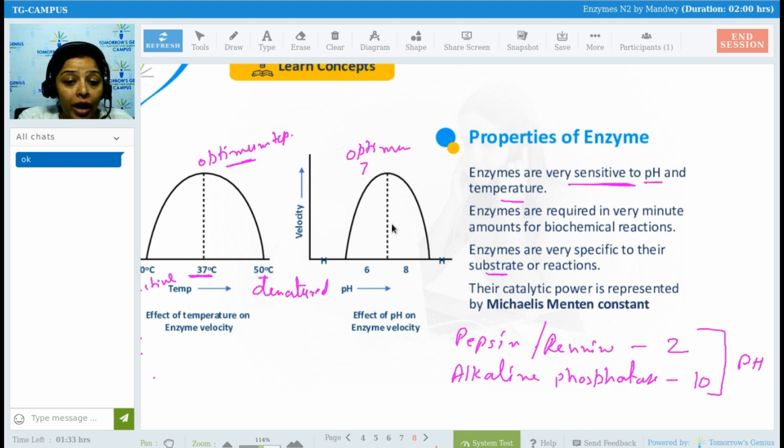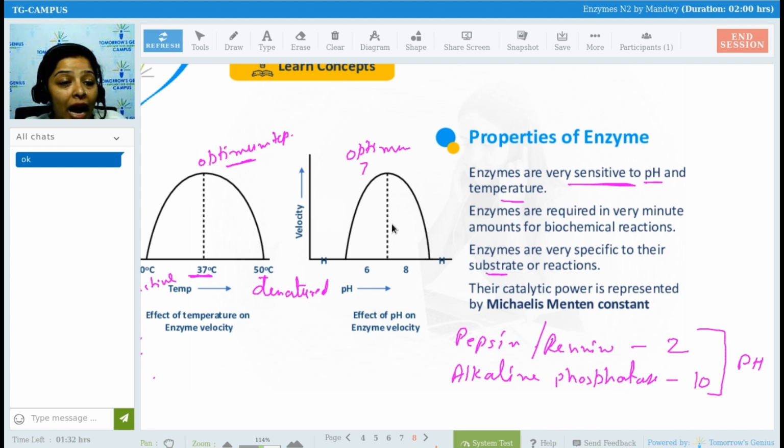Enzymes are also required in very small amounts. Okay, in a very small quantity you can accelerate the reactions. Are you getting me? So enzymes are required in a very small quantity to accelerate the reaction. This is another characteristic or property of enzymes.